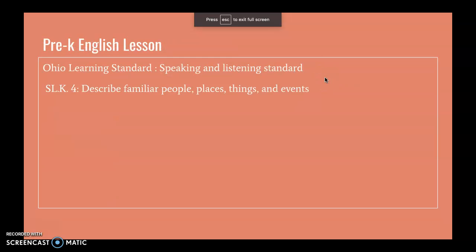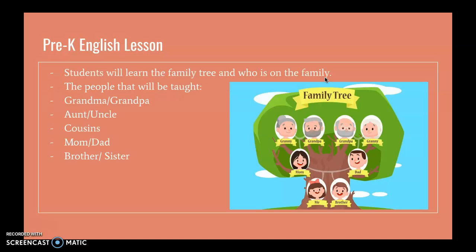So for my next lesson plan, I created a pre-K English lesson, and I related it to the Ohio Learning Standard Speaking and Listening Standard. So this is describe familiar people, places, things, and events. So in this pre-K English lesson, students will learn the family tree, and who exactly is on the family tree.